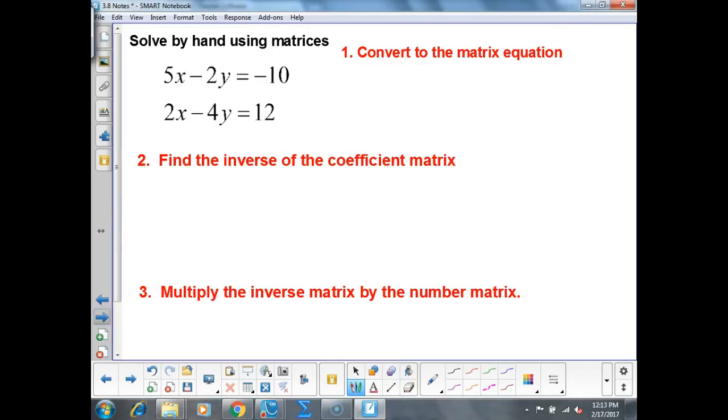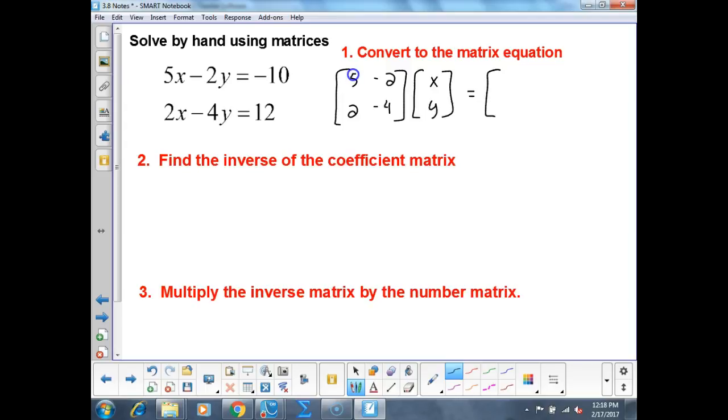Okay? So, solve this one by hand using matrices. This is what we did yesterday. Alright, so first off, we've got to convert it into a matrix equation. So, the matrix equation would be 5, negative 2, 2, negative 4, then x and y, equals negative 10 and 12.